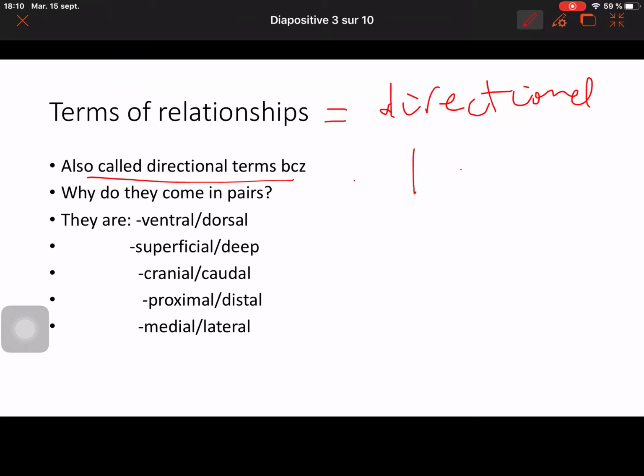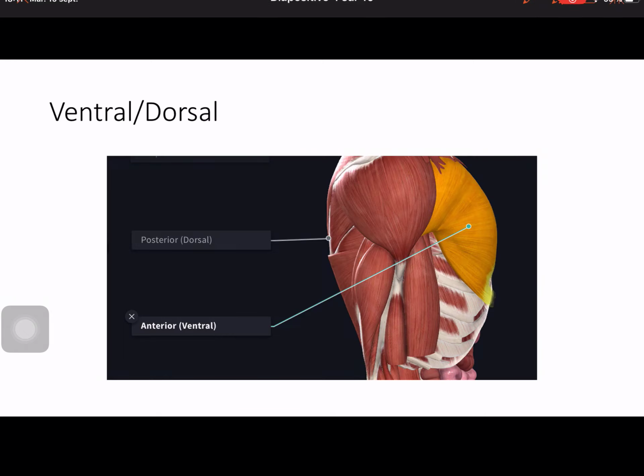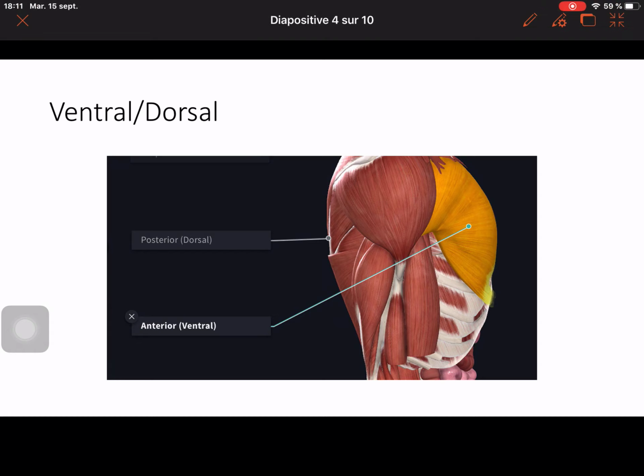Why do they come in pairs? They come in pairs to relate various aspects of the body, and because they can be used in reference to something else. And what are these terms? We will study them one by one: ventral dorsal, superficial deep, cranial caudal, proximal distal, and medial lateral. Now let's start with ventral dorsal.